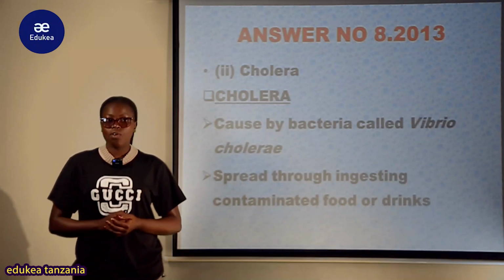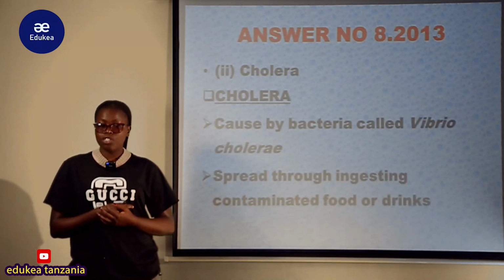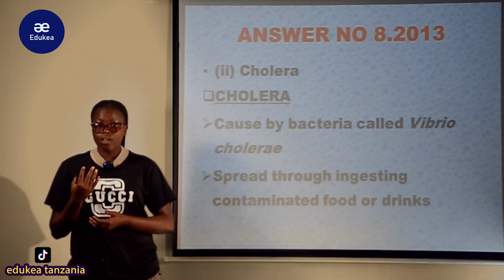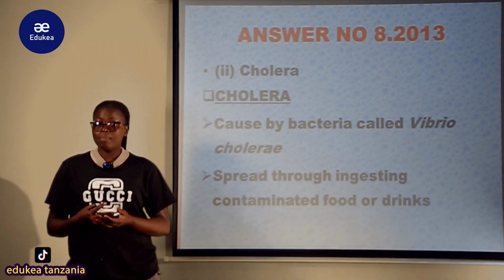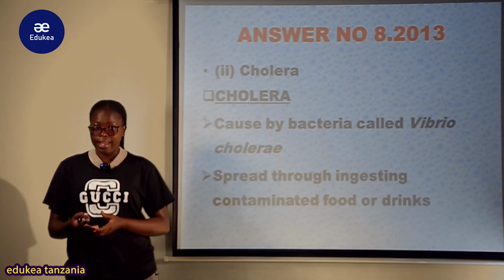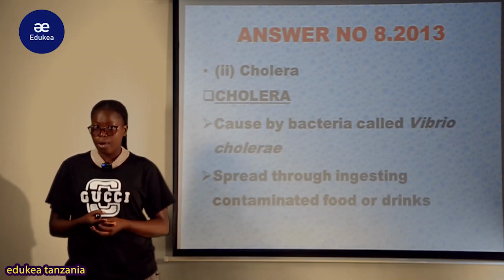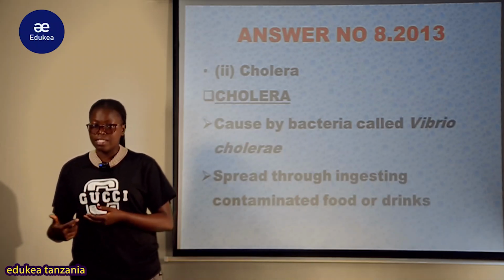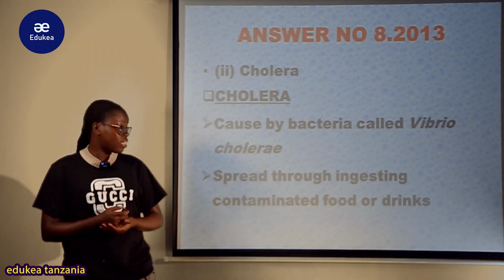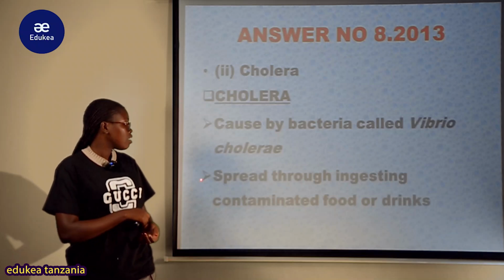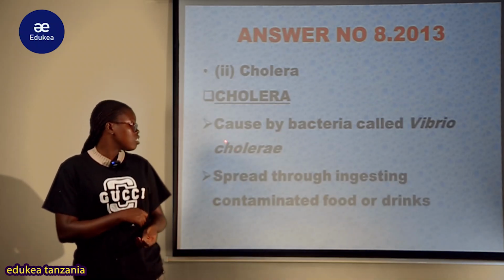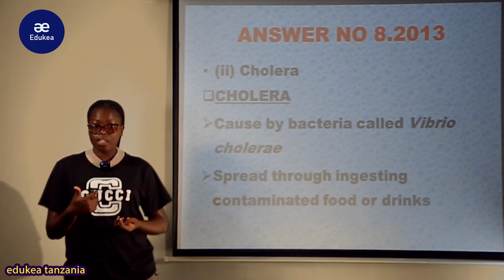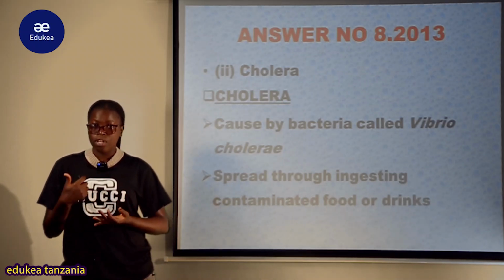The second one, tulitakiwa kuandika the causative agent wa cholera, pindupindu. Cholera is caused by the bacteria ambayo inaitwa Vibrio cholerae. So hapa ndio causative agent wa cholera. Mpaka hapo unapata all marks. For the advantage ya wale ambao hawajasoma topic yetu, I give you a detailed understanding of what is cholera. So this cholera is caused by bacteria called Vibrio cholerae.